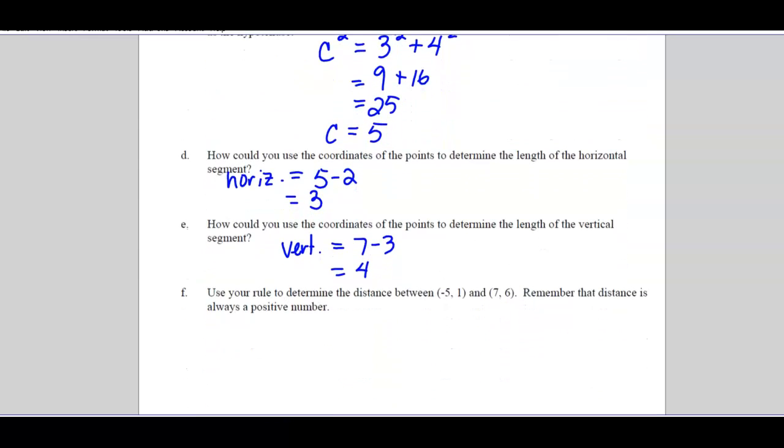Okay, use your rule to determine the distance between these. It's always positive. So c squared equals, and with your x's, in this case, 7 minus negative 5, and we square it. So we're finding the distance between the x's and squaring it in the Pythagorean theorem, plus the distance between the y's and squaring it, the vertical, then figuring that out, so that's 12 squared plus 5 squared.